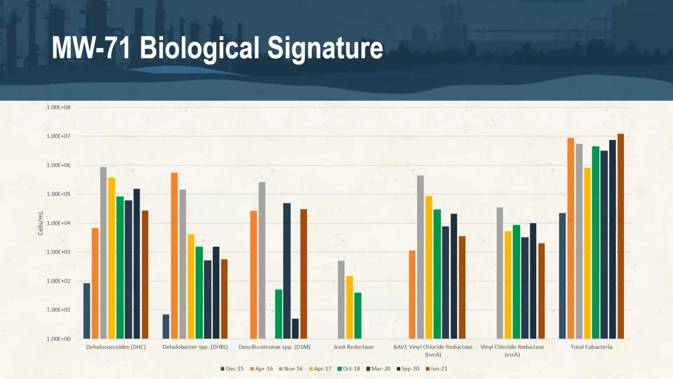The bacterial blend that we add with CAT does not contain DHC, but by the addition of the carbon and the electron donor and all of that, we get those concentrations into that 10 to the 4, 10 to the 5 sweet spot that we like to see. And we see the Dehalobacter and Desulfuromonas concentrations generally increase as well. We see the vinyl chloride functional genes, which were non-detect at baseline, increase over time, as well as the total eubacteria.